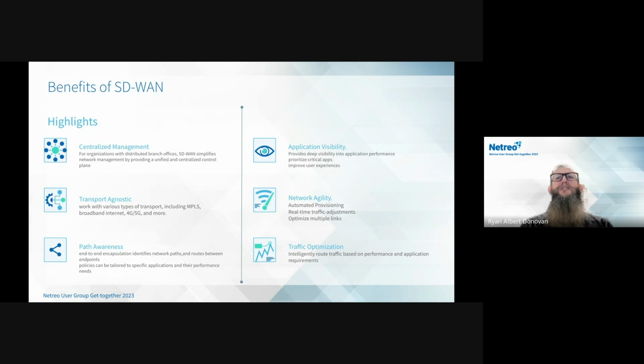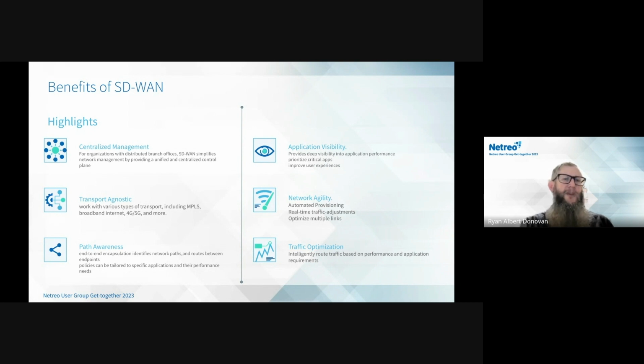SD-WAN enables organizations to embrace cloud services by providing direct and efficient connections to cloud providers. It's also very ideal for global networks. For businesses with global presence, SD-WAN simplifies network management across multiple regions. SD-WAN is transport agnostic. Solutions can work with various types of transport, including MPLS, broadband internet, 4G, 5G, and more. This flexibility allows organizations to choose the most cost-effective and reliable transport options.